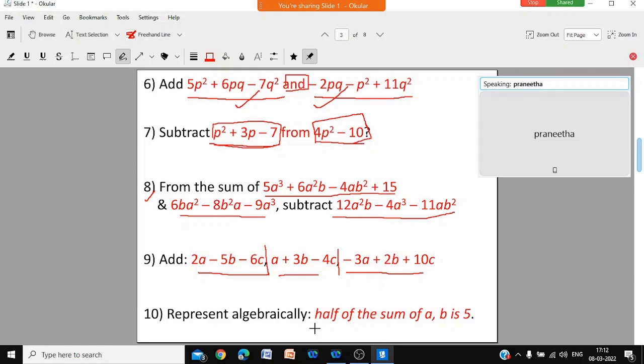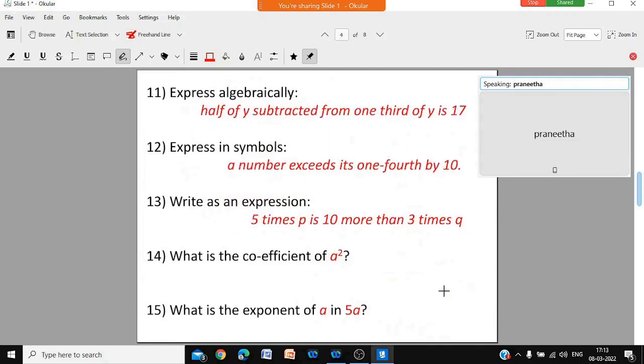Now represent in algebraical symbols: half of the sum of a and b is 5. Half of the sum of these two is 5. Okay, better.